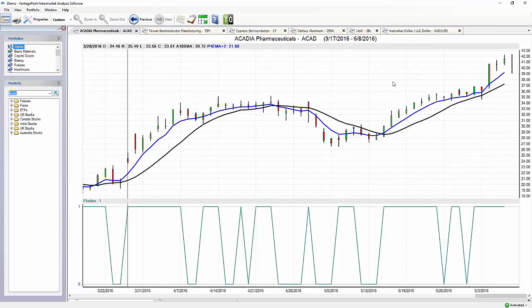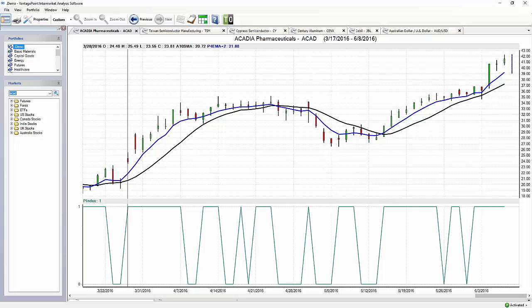So, realistically, I ran my scans and things like that. I'm actually going to show you how you guys can scan for these opportunities. But right now in the markets, you should be trailing stops and riding these trends out, much like here in Acadia Pharmaceuticals.